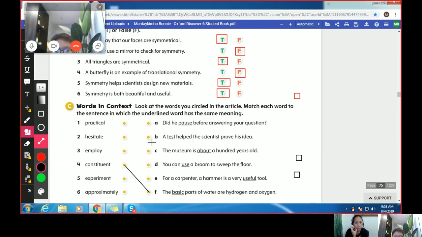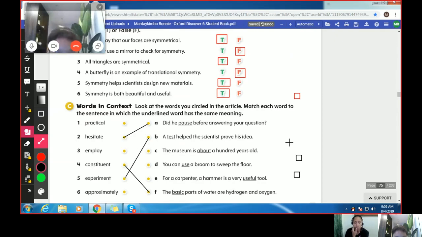Hesitate. Very good. It's hesitate. Letter B. A test helped the scientist prove his idea. It's practical. Are you sure? Oh, no. It's experiment. Very good.